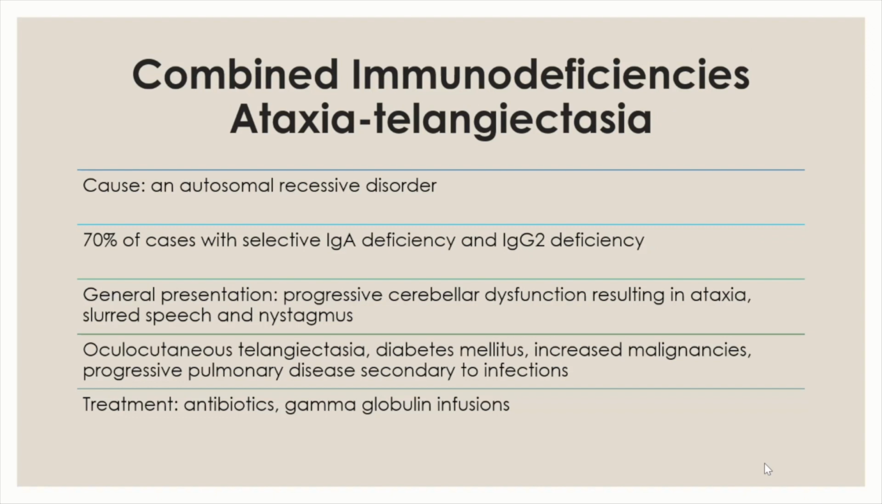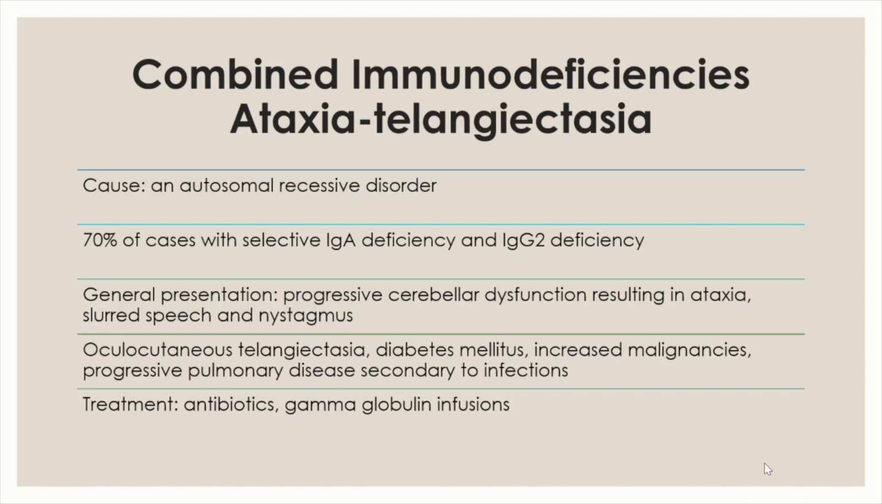The second type of combined immunodeficiencies is ataxia telangiectasia. It is an autosomal recessive disorder, in about 70% of cases with selective IgA deficiency, which may be associated with IgG2 deficiency and a low number of T lymphocytes in blood. Patients usually present with a progressive cerebellar dysfunction, resulting in ataxia, slurred speech, and also nystagmus.